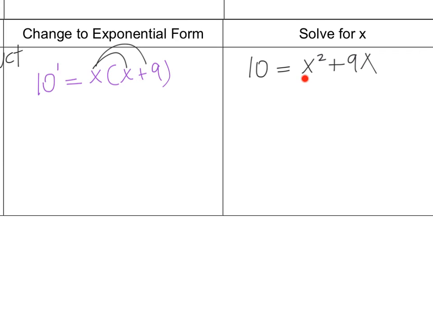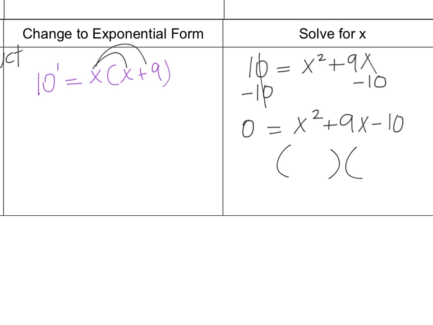Now since I have an x squared and an x, to solve something like this, I have to move everything to one side of the equation and set it equal to 0. Remember, always keep the x squared positive. So I'm moving 10 to the other side by subtracting it. So I get 0 equals x squared plus 9x minus 10. Now I have to factor this to be able to find the solution. Since a is 1, this is a mental math problem.